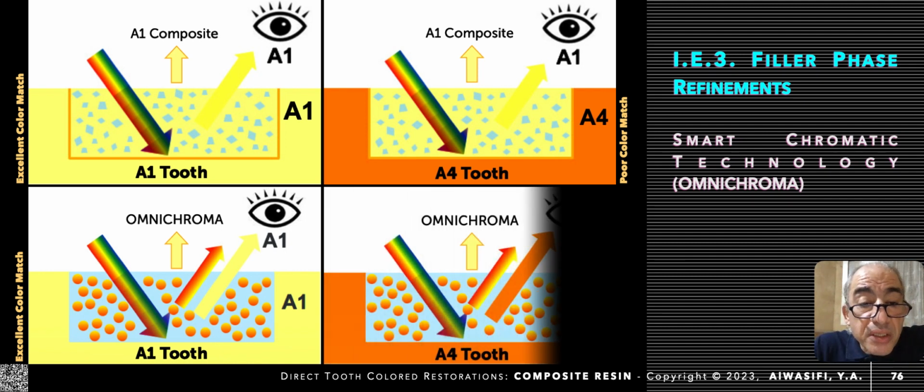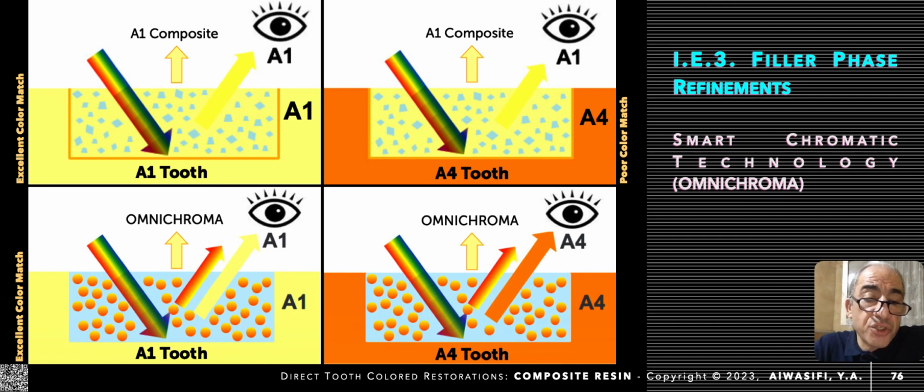The same composite is inserted into an A4 dentine shade. Your precise filler shape and size, all the same, will reflect the color of the underlying dentine as the dominant one, and the recessive are the other light shades or guides.